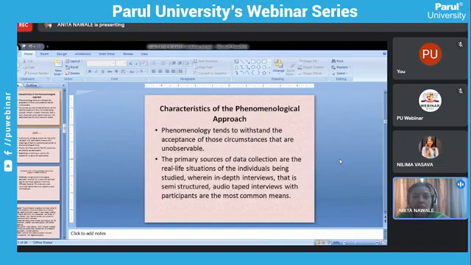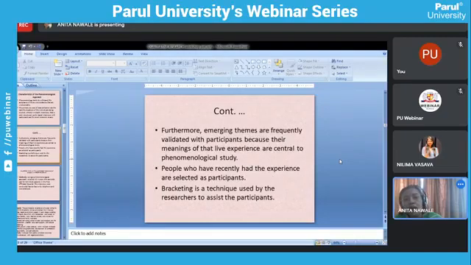Then I explained about the characteristics of the phenomenological approach. What is important in this? Unobservable things can be observed in phenomenology. The primary source of data collection is the real life situations of the individual. Then I told you that emerging themes are frequently validated by the participants, which is called a member check.